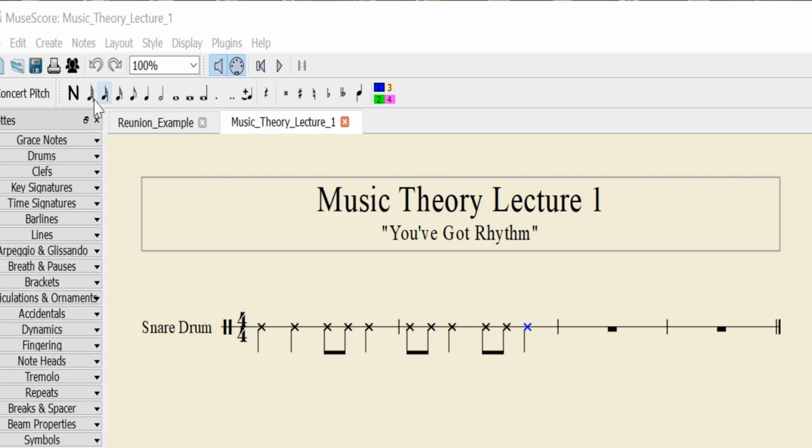Here are some of the note values that we talked about. Notes. There are whole notes, half notes, quarter notes, eighth notes, 16th, 32nd, and 64th. And they also have the equivalent rests, because the rests are silence. It's important to note silence is just as important in music as sound.